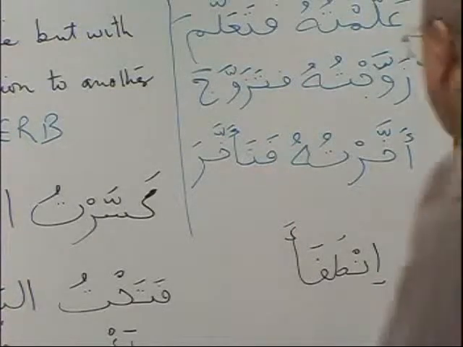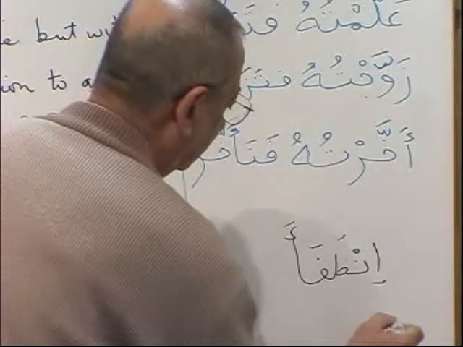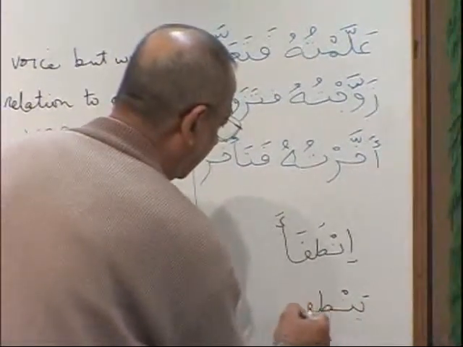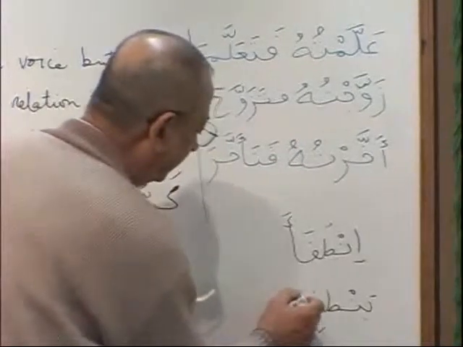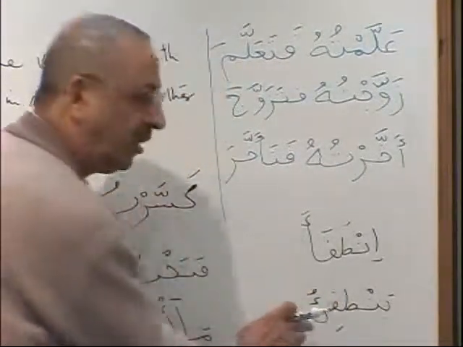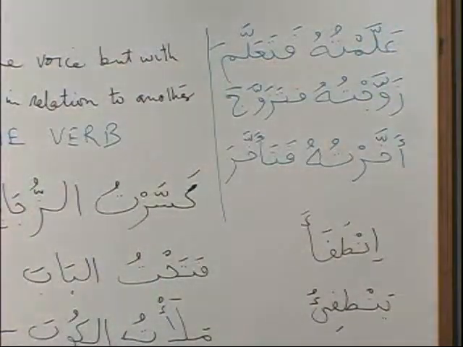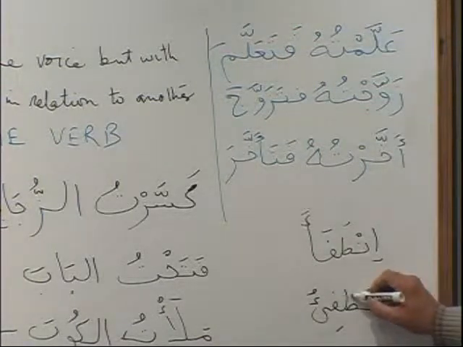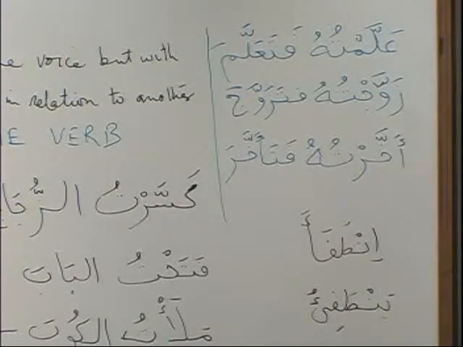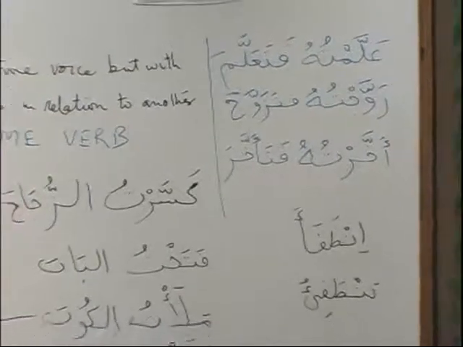How will you write down yantafi'u? Yantafi'u. And then? No dots, brothers and sisters, on the ya. Why? Because it is only a kursi for Hamza, because before Hamza comes kasra. Yantafi'u. Tantafi'u anwaru shawari fi sa'ati al-khamisati sabahan, at 5 o'clock in the morning.